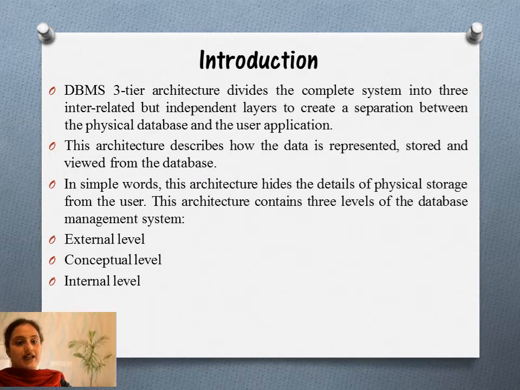Actually, DBMS architecture divides the complete system into 3 layers which are independent but interrelated. It creates a separation between physical database and user applications. The word separation here means the user does not need to understand how the data is actually stored in the database. This architecture hides the details of physical storage from the user. This architecture contains 3 levels: external level, conceptual level and internal level.